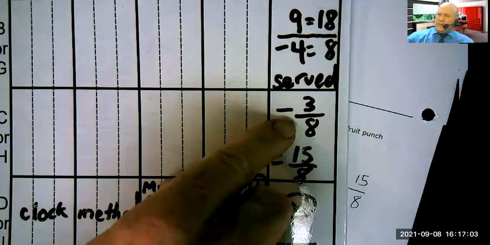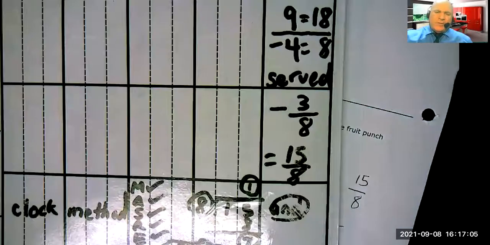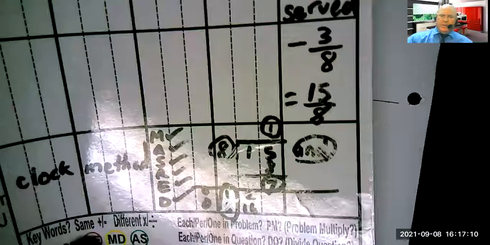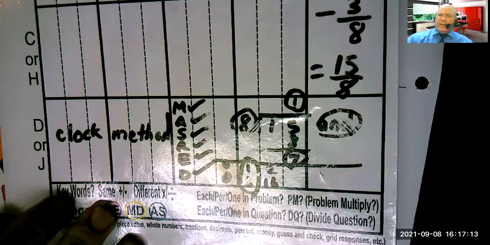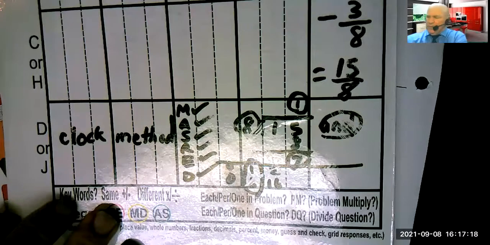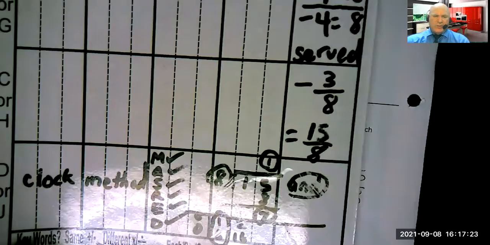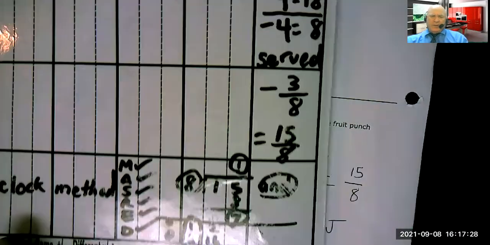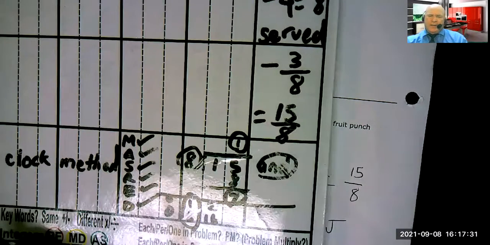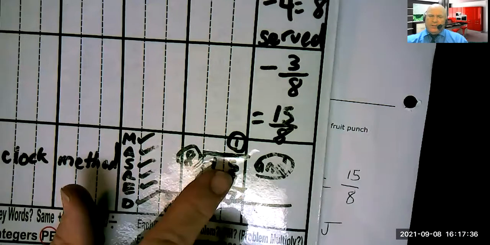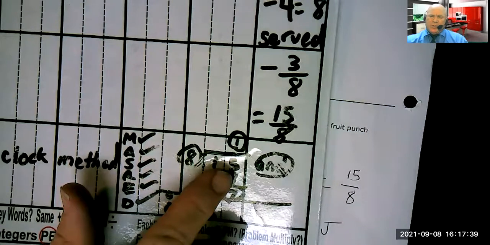And so here's the step where, if kids made it this far, they struggled because they did not know how to do a conversion of an improper fraction to a mixed number, because you'll see 15/8 is not one of the choices on the letters. So the clock method is going to use M.A.S.R.E.D. You take the dividend, the number on the top, and put it in. Dividend goes in, the divisor goes out.